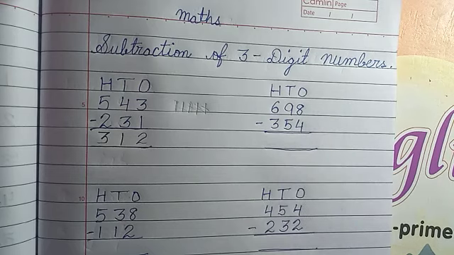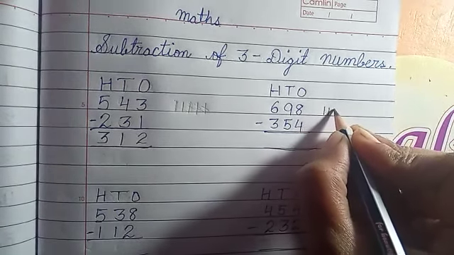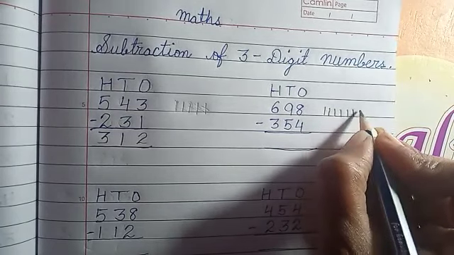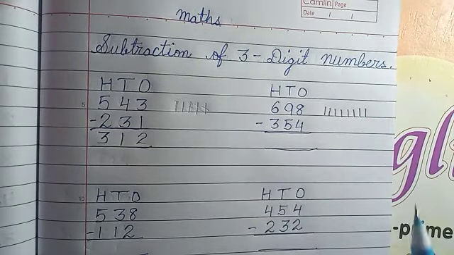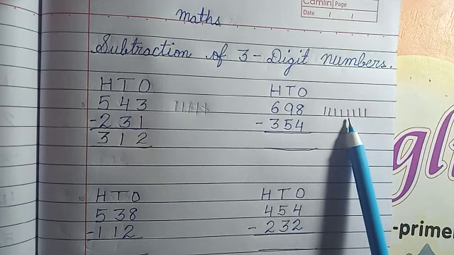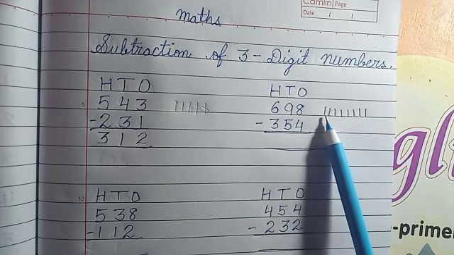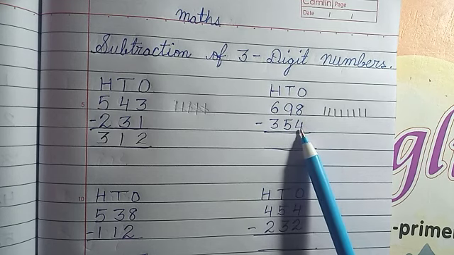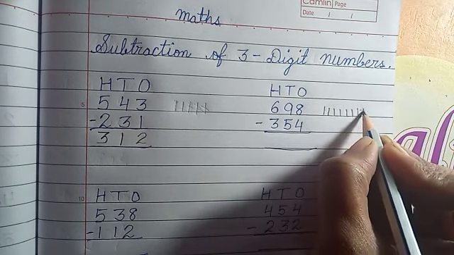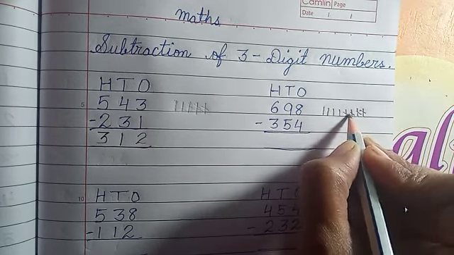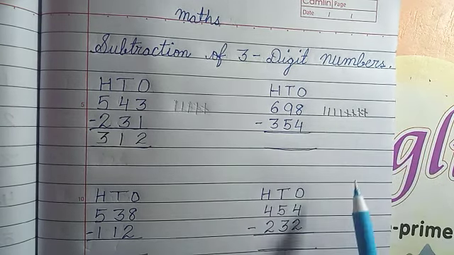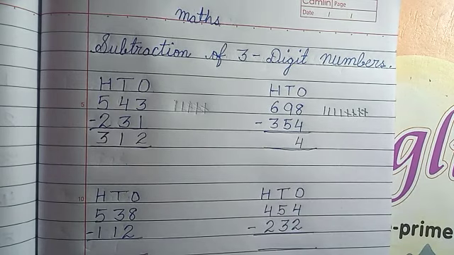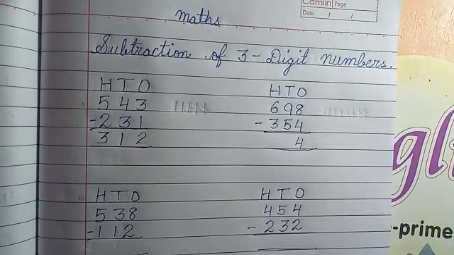Now you draw 8 lines: 1, 2, 3, 4, 5, 6, 7, 8. And here is 4. Out of 8, you remove 4. Count: 1, 2, 3, 4. Next.